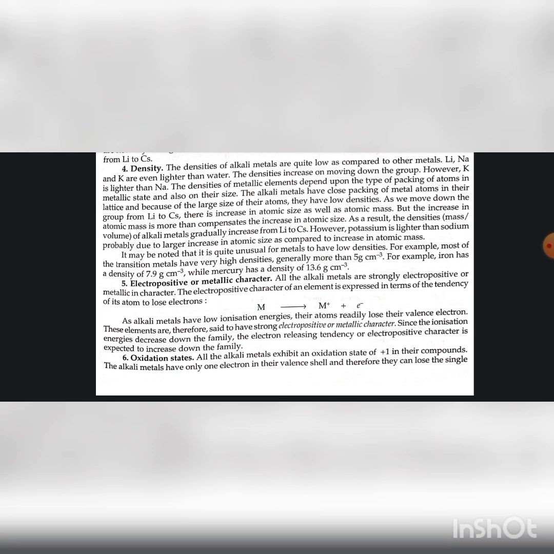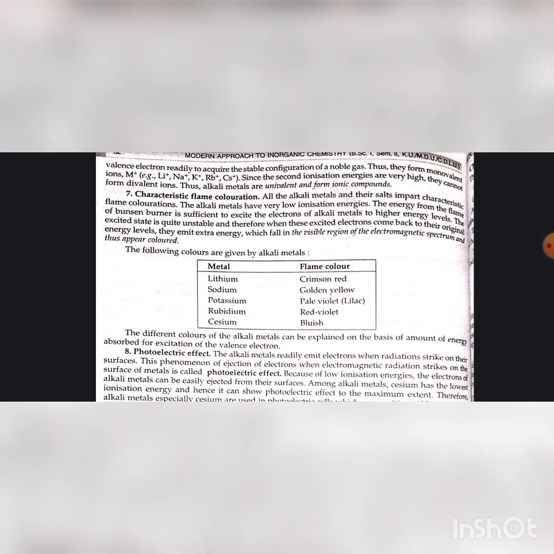Sixth is oxidation state. All the alkali metals exhibit an oxidation state of +1 in their compounds. The alkali metals have only one electron in their valence shell and therefore they can lose the single valence electron readily to acquire the stable configuration of a noble gas. Thus, they form monovalent ions M+, for example lithium Li+, sodium Na+, potassium K+, rubidium Rb+, cesium Cs+. Since the second ionization energies are very high, they cannot form divalent ions. Thus, alkali metals are univalent and form ionic compounds.